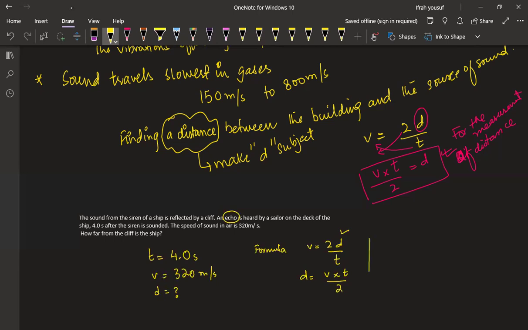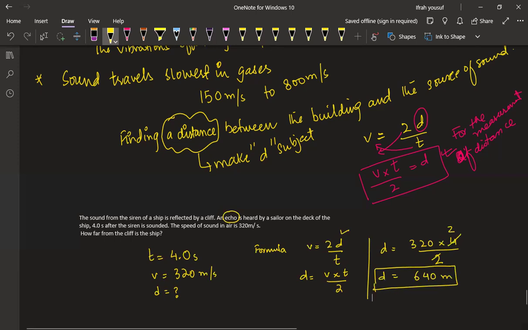Clear? So what we are going to do is plug in the values. 320 times 4 divided by 2. Two ones are 2 and two twos are 4, so 640. Wonderful, good, excellent, good job. Clear? So let me take out another question.